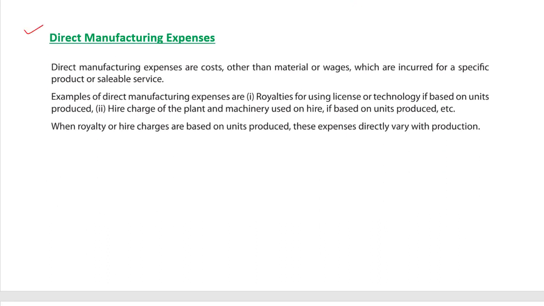Direct manufacturing expenses. Direct manufacturing expenses are costs other than material or wages which are incurred for the specific purpose of a saleable service. Examples of direct manufacturing expenses are royalties for using license or technology if based on units produced, hire charge of the plant and machinery used on hire if based on the units produced. When royalty or hire charges are based on units produced, these expenses directly vary with production.